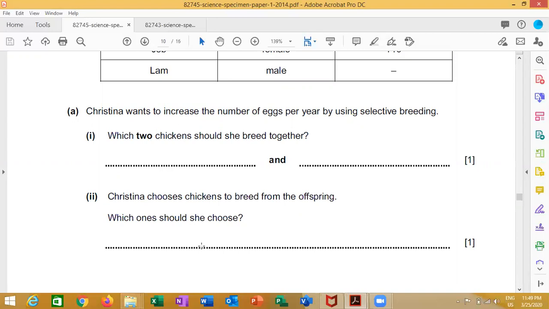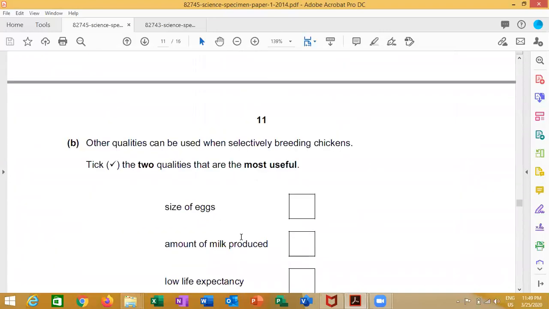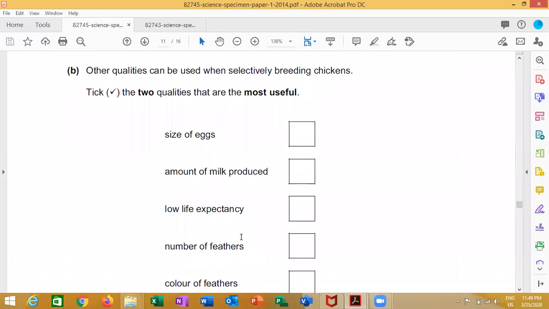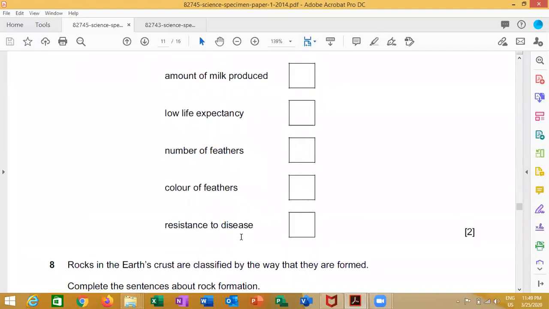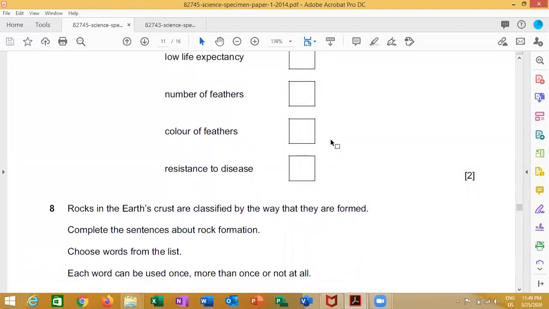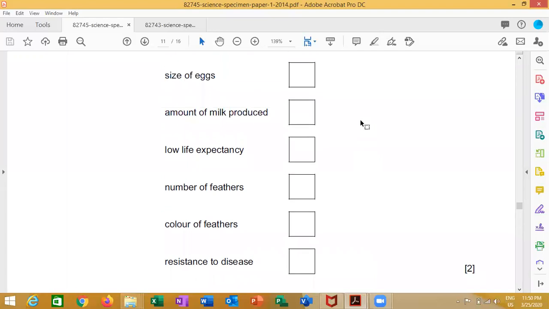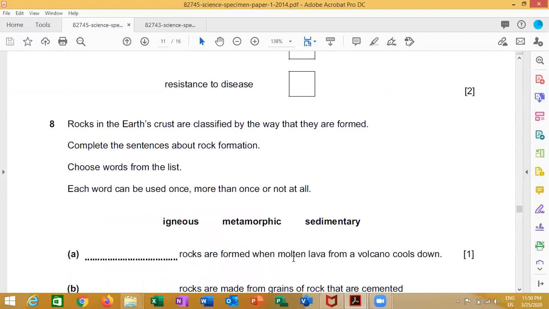Guys, here he doesn't want you to write names of the chicken from the previous table. No, he wants you here to write the features that should be in the offsprings in order to repeat the breeding again. The features here, you have to write the ones that produce the most eggs. Number B, pick the two most useful answers, which will be size of eggs and resistance to diseases. The first box that is size of eggs and the last box resistance to diseases. Let's move to the next question.